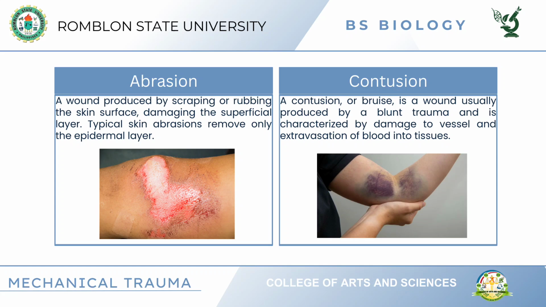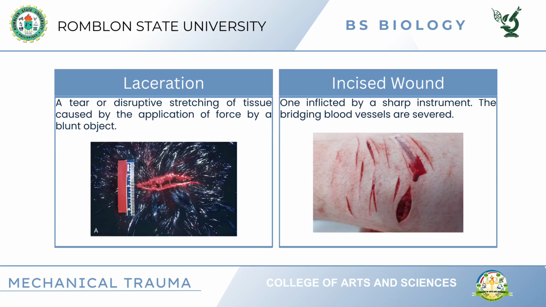So next pattern of injury naman is laceration. So laceration is a tear or disruptive stretching ng tissue caused by the application of force by a blunt object. And in contrast with an incision or the incised wound is inflicted by a sharp instrument. So kumbaga sa laceration, intact yung bridging blood vessels niya kasi nga it is caused by a blunt object, while for incised wound naman, the bridging blood vessels are severed kasi nga it is inflicted by a sharp instrument.